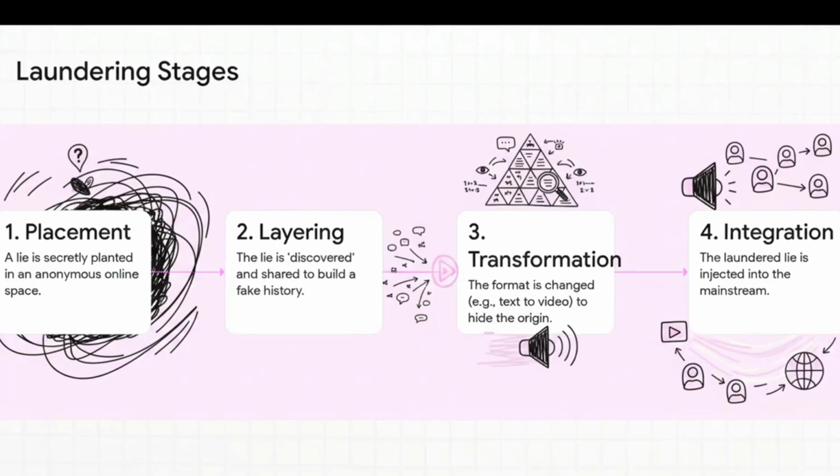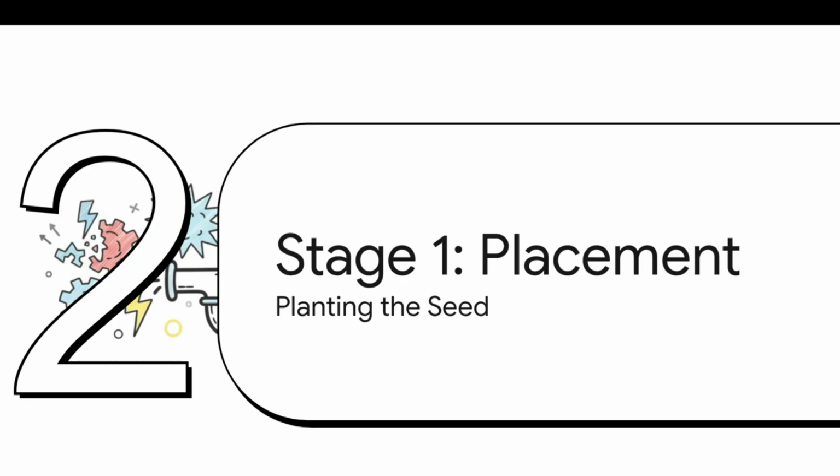This is a predictable, almost industrial-style four-stage pipeline, and today we are going to break it down step by step. It all starts with placement. Then it moves to layering. After that, it undergoes a complete transformation, and finally, it achieves integration. Think of this as our roadmap for the next few minutes. All right, let's get right into it.